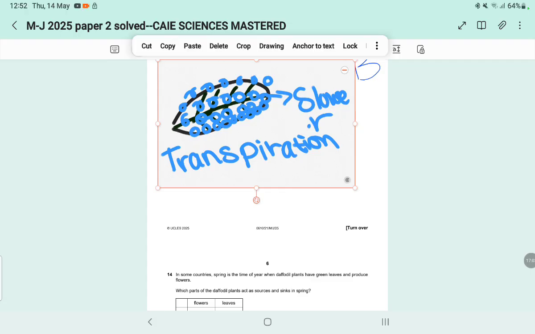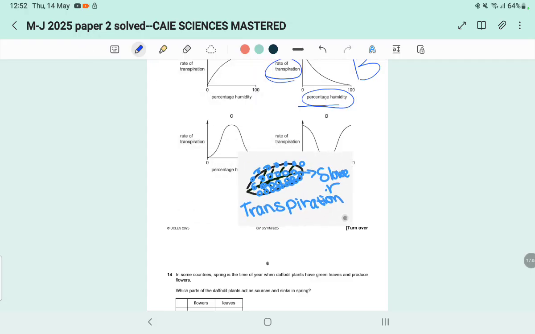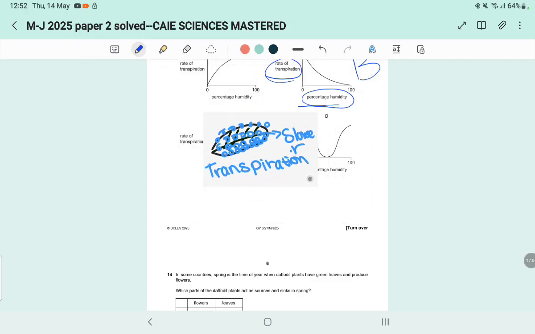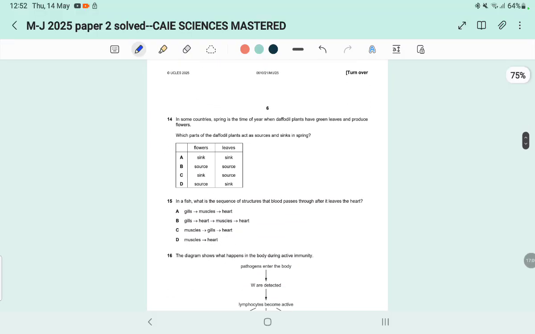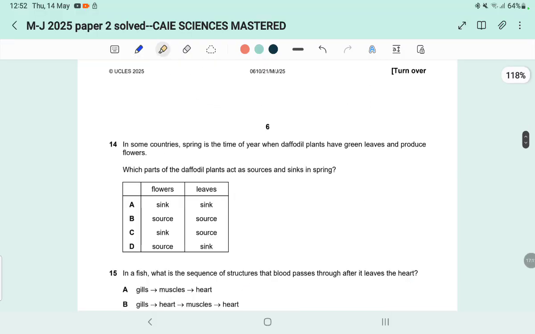Okay, so this is just a drawing for your own reference, so that you can use it while you are studying. Now in 14, in some countries, spring is the time of the year when daffodils have green leaves and produce flowers. Which parts of the daffodil plants act as sources and sinks in spring? So basically, sources and sinks in spring, it will be C. I will tell you why now.